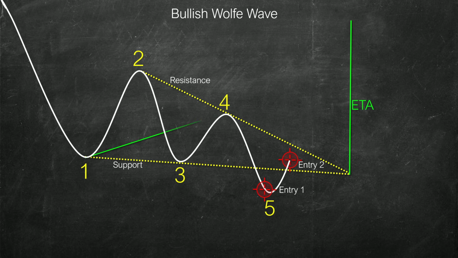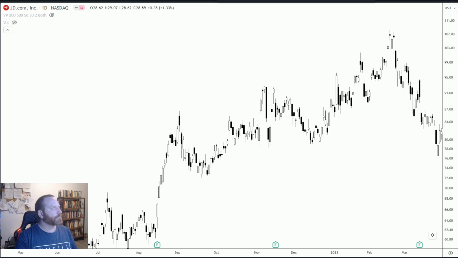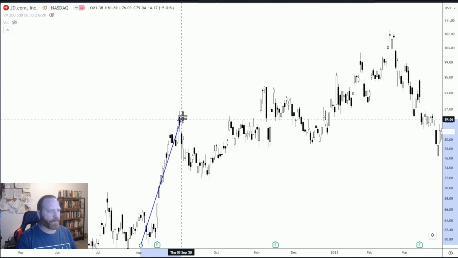This pattern has been very influential in my trading. Even though I don't use the ETA and EPA because I don't find them reliable, I still use the framework to help me find long-term trading opportunities that I can then scalp for several days or several weeks, and I'll show you some examples of that. So JD's on an uptrend, and we have this structure here.